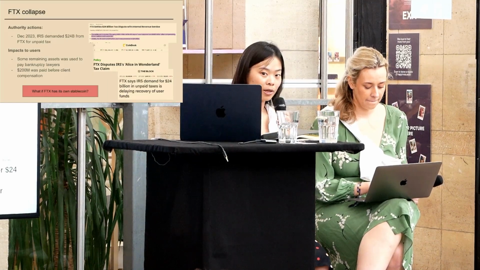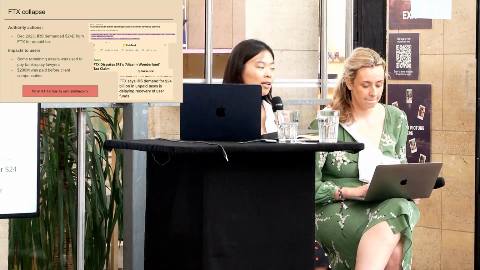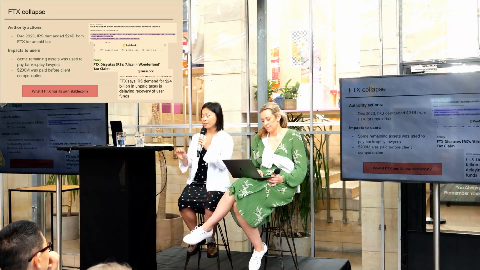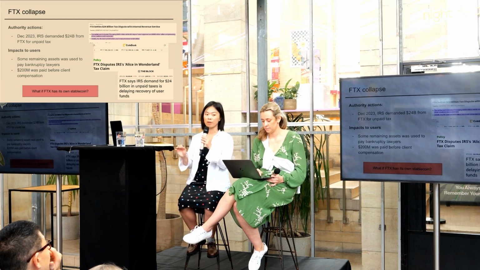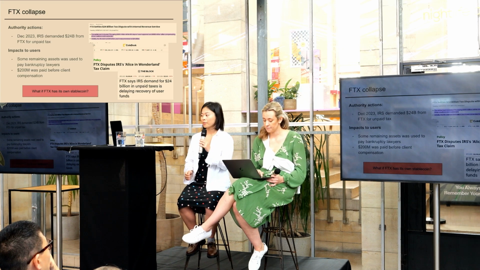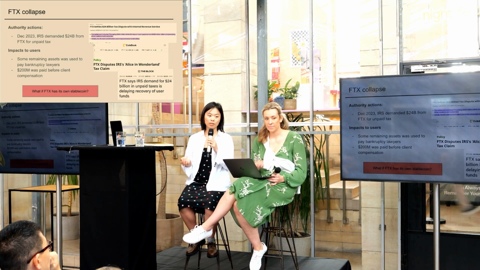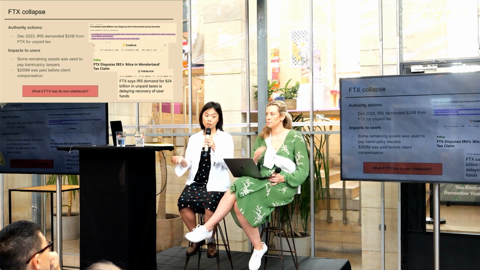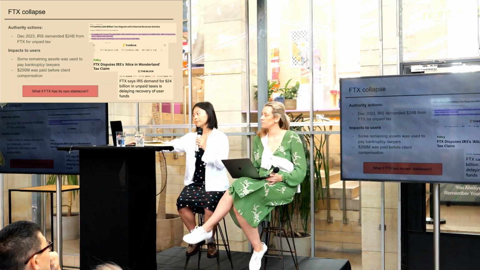The second one is the FTX collapse. In December 2023, the IRS demanded $24 billion from FTX for unpaid tax after their collapse. The impact to users: some remaining assets were used to pay bankruptcy lawyers, and they managed to negotiate down to a lower value, but 200 million of it was paid before client compensation. In this scenario, it is not exactly a stablecoin, but what if FTX had its own stablecoin and its reserve? Is it possible for the reserve to be impacted in the same way?